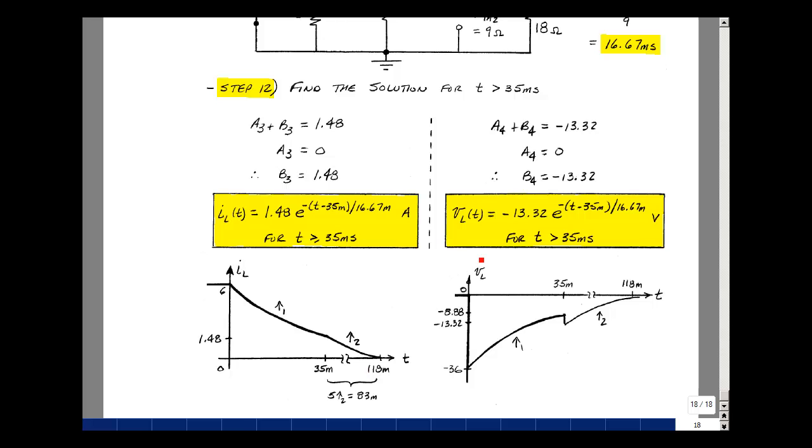The voltage across the inductor started out at 0, it jumped to minus 36, and at 35 milliseconds, it was about minus 8.88. But then, as we switched, this thing jumped to minus 13.32. Plugging in here t equals 35 milliseconds, you get e to the 0, which is 1, so minus 13.32, and then it gets back to 0 in about 83 more milliseconds. And again, the total of that would be adding 83 to 35 milliseconds. That'd be 118 milliseconds.